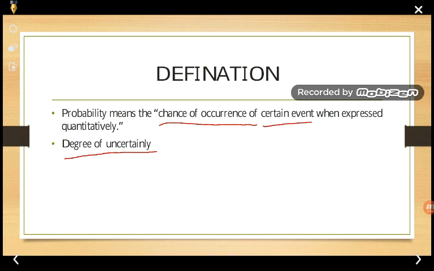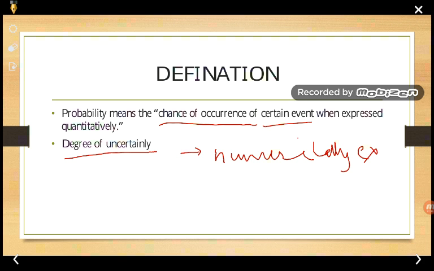So chance of occurrence, when expressed in the case of probability, or uncertainty, can be numerically expressed. When uncertainty can be numerically expressed, it is said to be the probability.